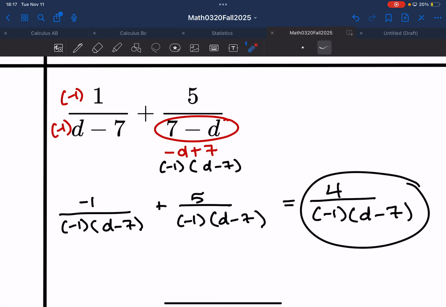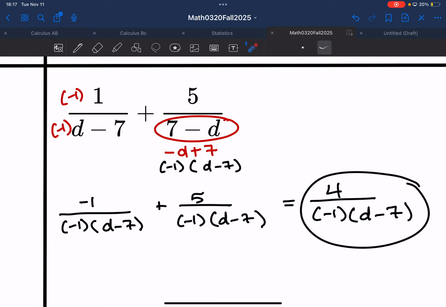I'm confused. How come we did not multiply? Sorry. So if we took out the GCF of -1 from 7 minus d, how come we didn't take a GCF out of the 5? I don't understand why the d minus 7 got multiplied by -1, but the number 5 is left alone. I don't understand why that was left alone.